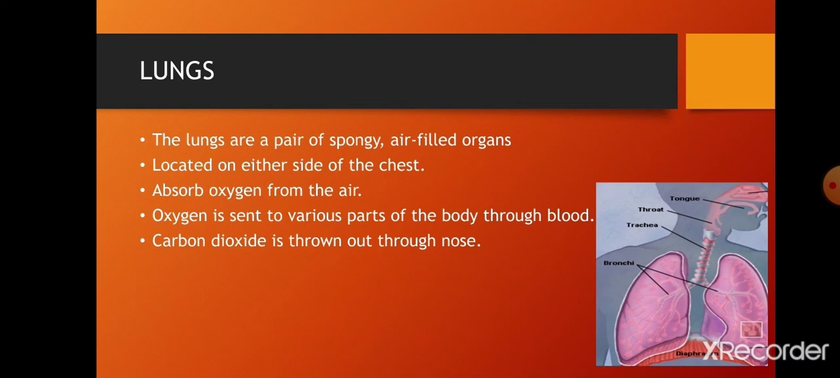So they are spongy air filled bags. What do you call lungs? Spongy air filled bags, which help us to absorb oxygen from the air we breathe in. Then this oxygen is sent to various parts of the body through blood. The carbon dioxide is removed from the blood in lungs. It then throws out carbon dioxide through nose.